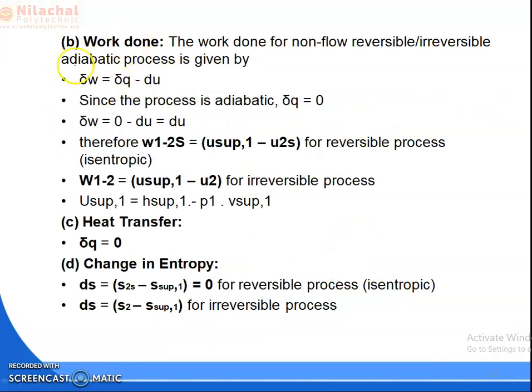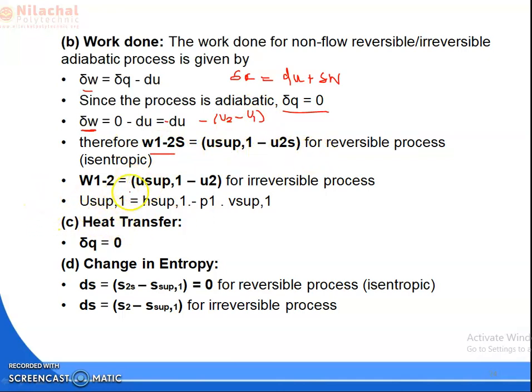Then if you go for the work done in the adiabatic process, the heat transfer will be 0. So we know that del Q is equal to dU plus del W. So what is del W? Del W is equal to del Q minus dU. Since heat transfer is 0, the work done is equal to minus of the change in internal energy, that is minus of U2 minus U1. So minus of U2 minus U1, you can write as U1 minus U2. So the work done is your U1 minus U2.